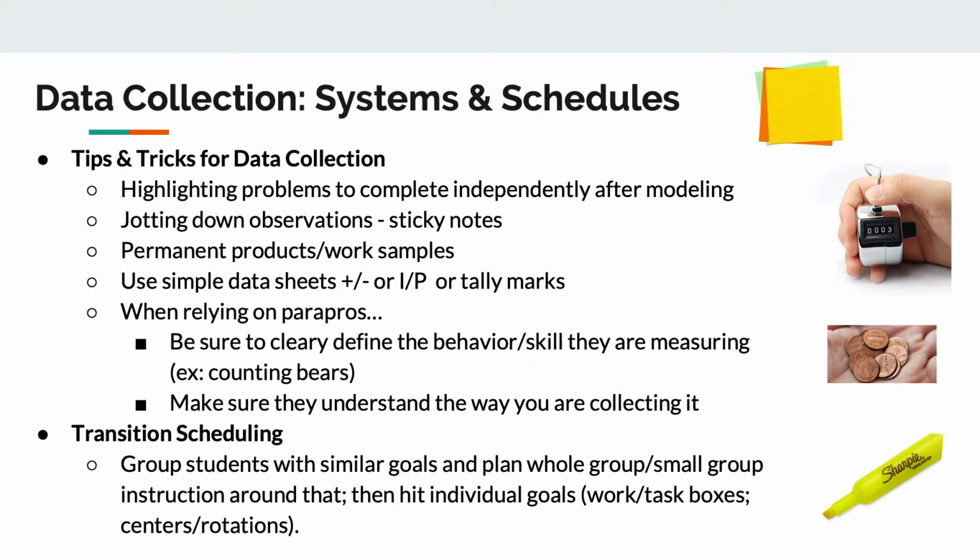Sticky notes are great. You can just jot stuff down using those permanent products and work samples. Simple data sheets. You think about, how am I going to explain this to a parent? Well, simple is better. You don't want a really convoluted system. So pluses or minuses, I's or P's, independent or prompted, are really great tally marks. When you are having to rely on your parapros, be sure to really clearly define the behavior that they're working on and how they're going to measure it.